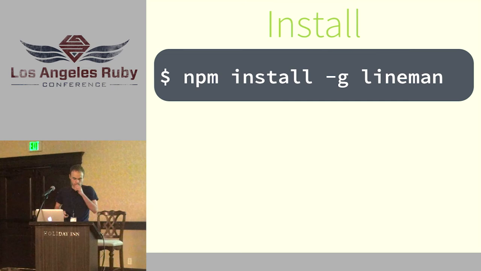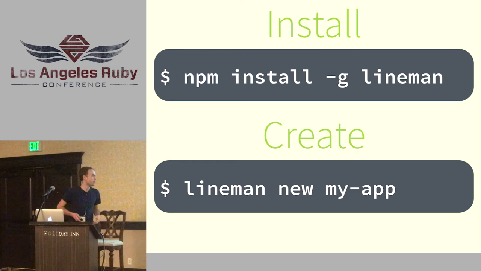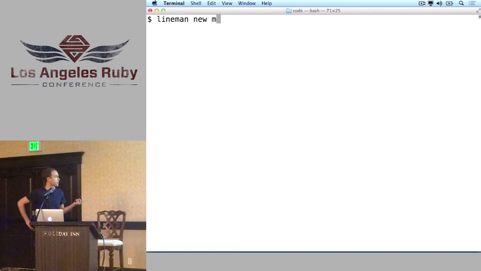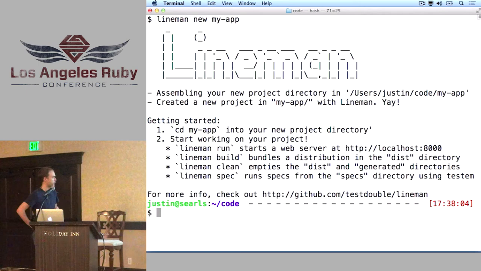To get started with Lineman, you just have to have Node.js installed, and then from any terminal, you say npm install -g lineman. It'll give you a binary you can use, so you can create a new app by saying lineman new. And it looks a little something like this. So here I'm typing lineman new my-app, and I get some cool ASCII art as well as some sample commands to start running. So I'll cd into that project.